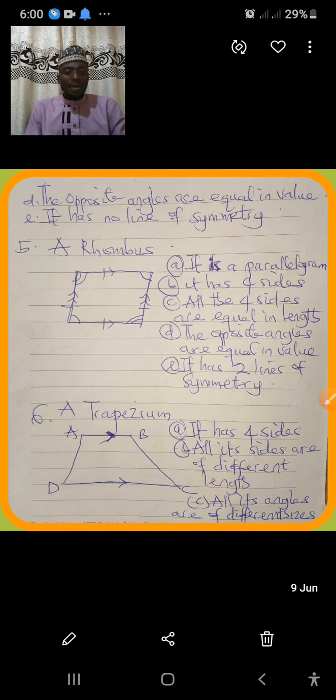Rhombus too is like a parallelogram. It has 4 sides. It is a quadrilateral. All these 4 sides are equal in length. The opposite angles are equal in value too. Look at it, opposite angles too are equal in value.